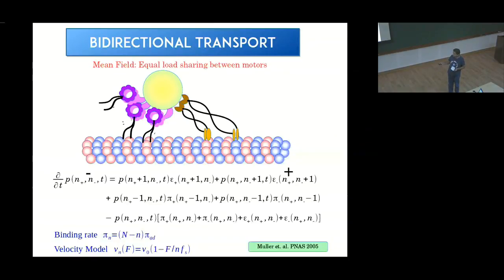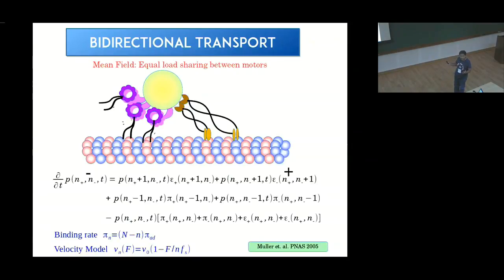You also have a velocity model which says how the velocity of the cargo changes as a function of the force. These are taken from experiments. And one further assumption we make, at least initially, is a mean field assumption in which we say that the force that the cargo feels is equally shared between all the motors that are attached. So in that sense, it is a mean field analysis.